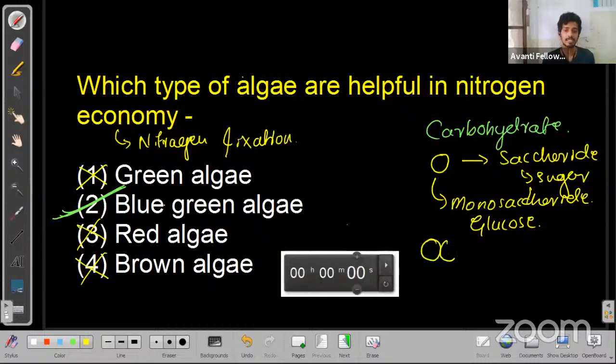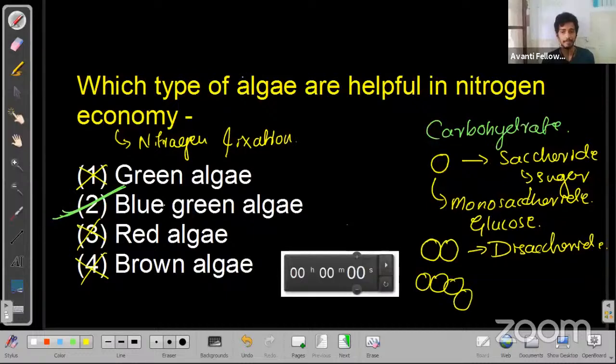Sometimes it is present like this. Then what can you call this? You can call it a two molecule, one monosaccharide, another, the disaccharide. Not diplo, disaccharide. When it is present like this, with multiple repeats, there are several saccharide molecules, then you can call it polysaccharides. Just remember like this for now.